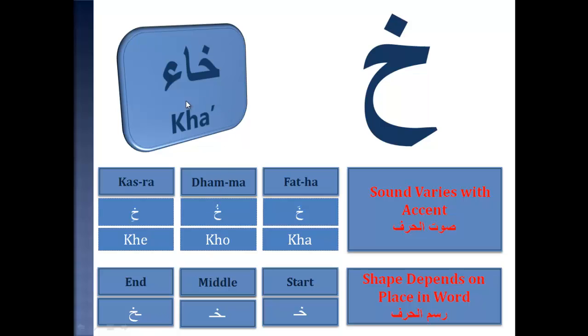The next letter is kha. The three basic sounds are kha, khu, and khi. Similar to the jim and ha, for the beginning and the middle, only the top part is written, whereas at the end of the word, the full shape is written.